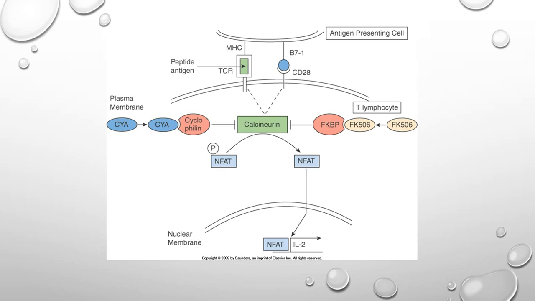Now, normally what happens is we have an antigen-presenting cell, such as a macrophage or a dendritic cell, which presents an antigen through an MHC marker and binds onto a T-cell receptor and also a CD28 receptor, leading to activation of calcineurin, which is a serine threonine phosphatase that dephosphorylates NFAT, allowing it to translocate into the nucleus and lead to transcription of genes that lead to production of IL-2. IL-2 is a very important cytokine that leads to clonal expansion of T cells.